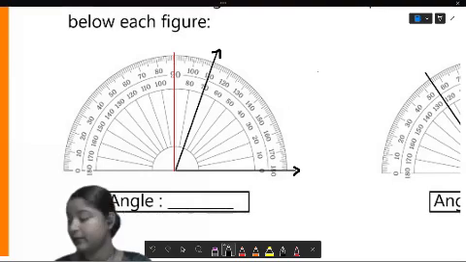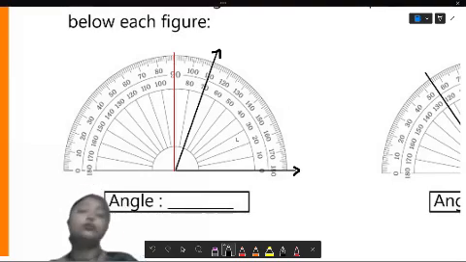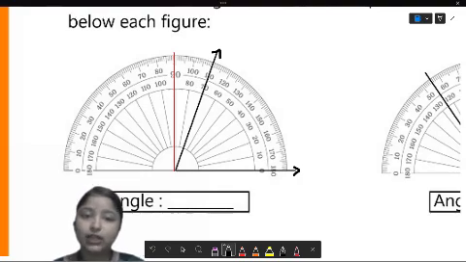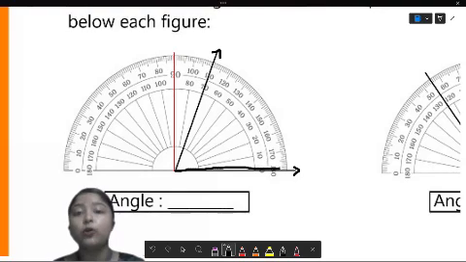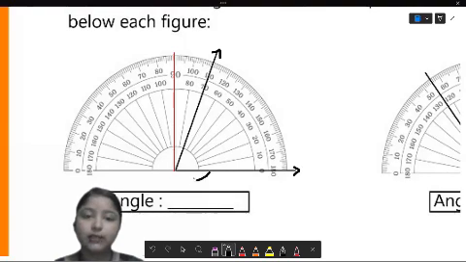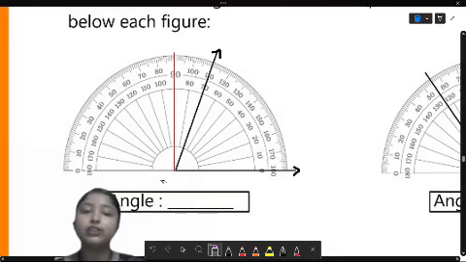Always, when you are using a protractor to measure an angle, this straight line, or the line that is at the bottom, should always match the protractor's line. As you can see, this line is matching the protractor's line. The line of the angle is matching the protractor's line. So it should always match.